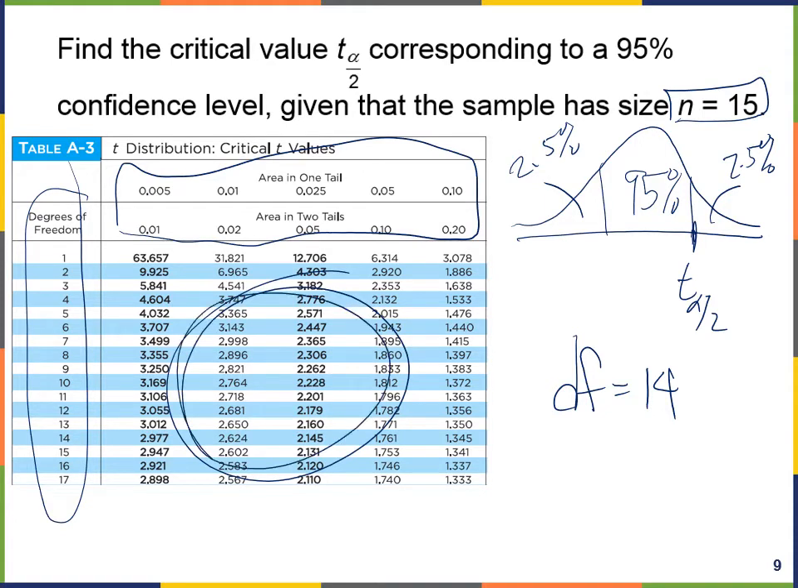Inside the table, these are your t-scores, okay? So again, that's a little different than the z-score table. So we have an area in one tail to be 2.5% or two tails to be 5%.